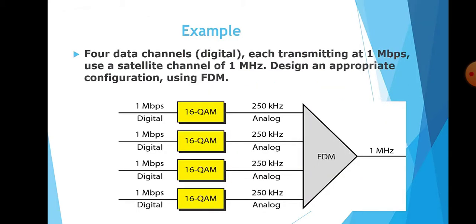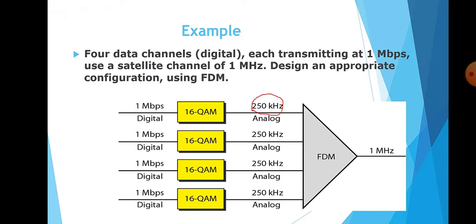Four data channels, each transmitting at 1 megabits per second, use a satellite channel of 1 megahertz. Design an appropriate configuration using FDM. So we know that the satellite channel will always be analog. Here we have to divide the satellite channel into 4 different channels. Each channel will have a frequency of around 250 kilohertz.